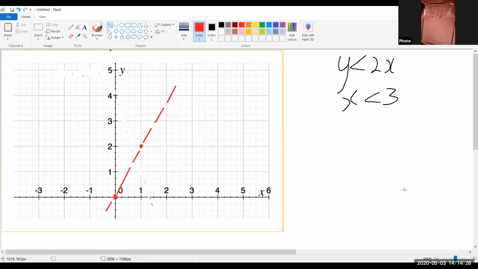Okay, and how do we decide which region is the region of the shading? Anybody want to tell me? I'll give you all $100 one time. I'll transfer it to your account. How do we decide which region is the region of the shading?